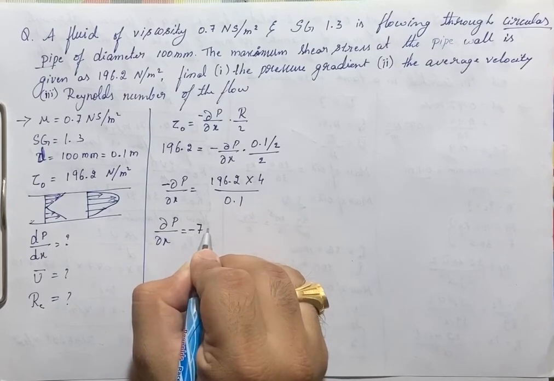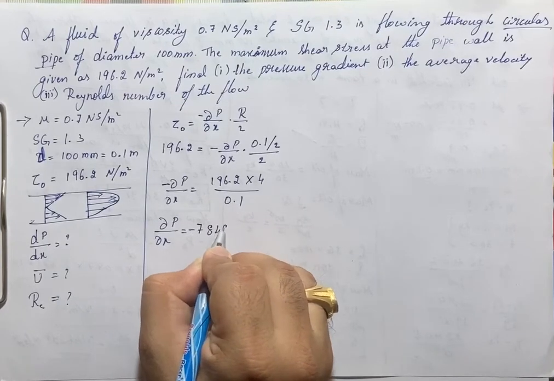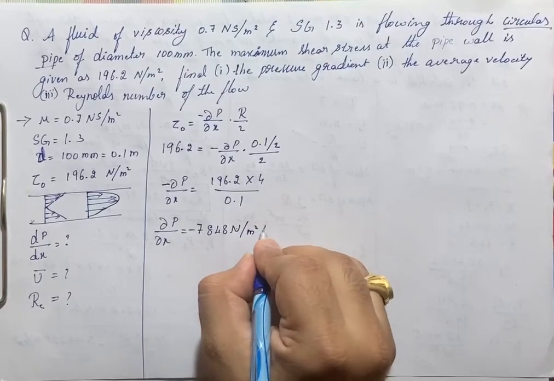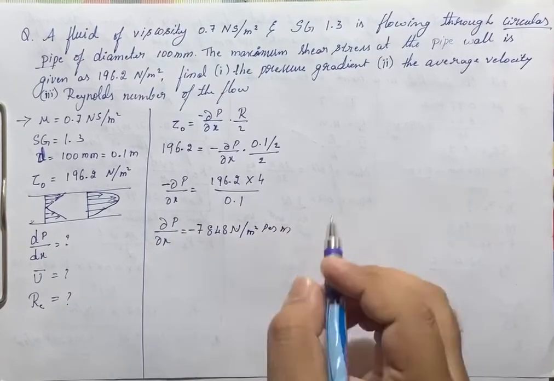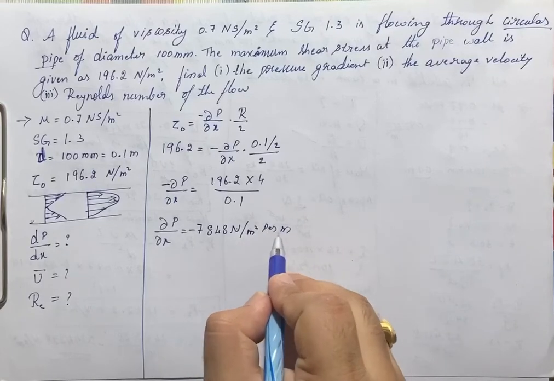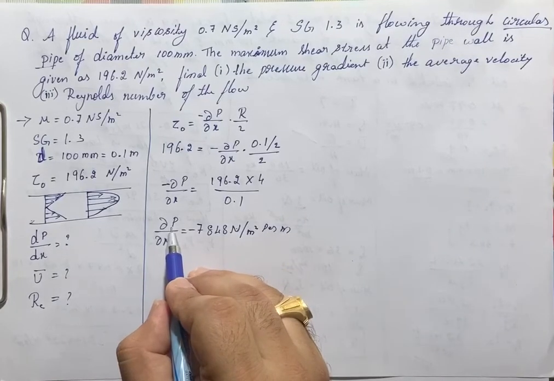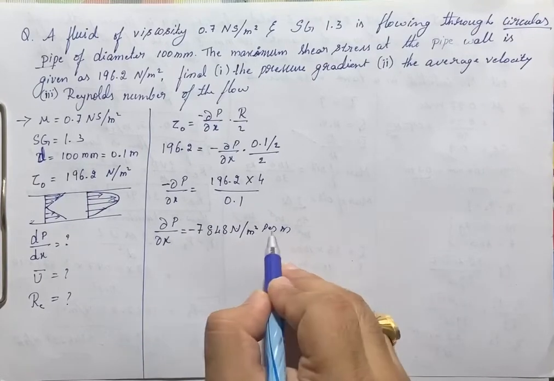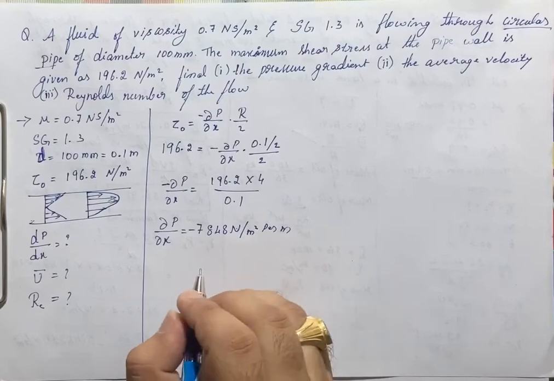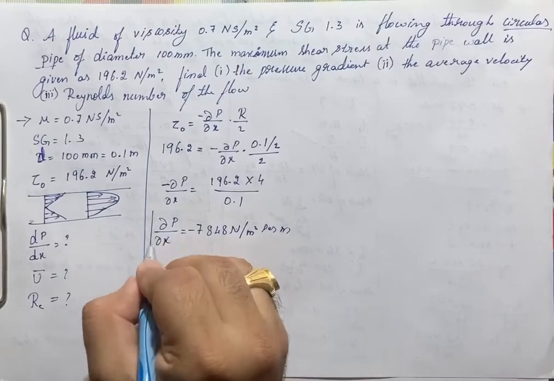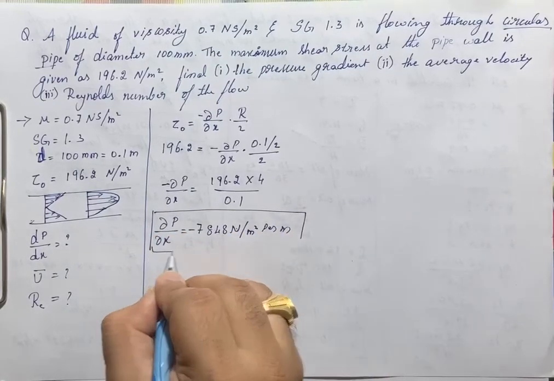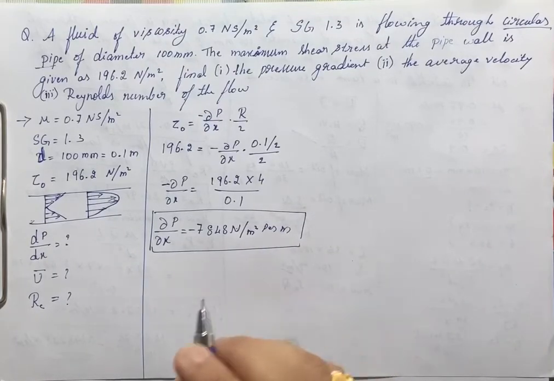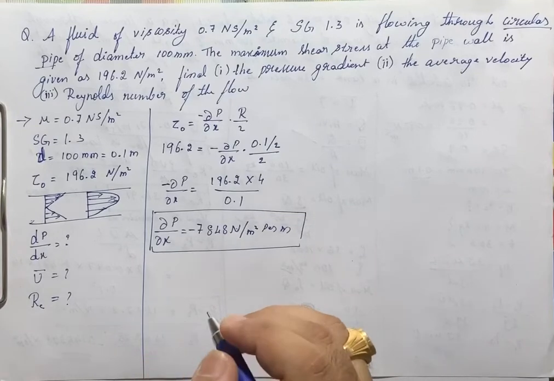After calculating this, we will get ∂P/∂x equal to minus 7848 Newton per meter square per meter. Why am I writing it as Newton per meter square per meter? ∂P is the pressure difference, Newton per meter square, whole divided by per meter here, right? This is what the pressure gradient is. Minus ∂P/∂x is minus 7848 Newton per meter square per meter here.